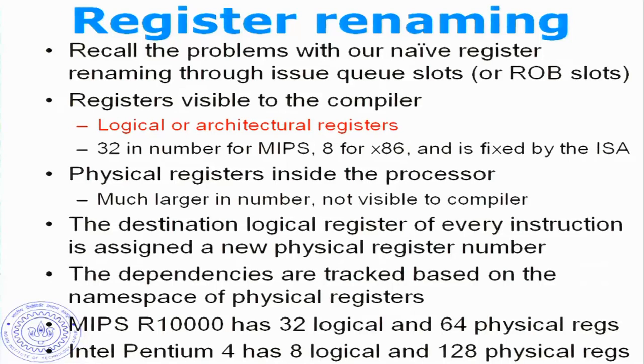The MIPS R10K has 32 logical and 64 physical registers. Intel Pentium 4 has 8 logical and 128 physical registers. Today's Intel processors have many more physical registers. So we'll see exactly what it means to have more physical registers, why you would want that, and so on.